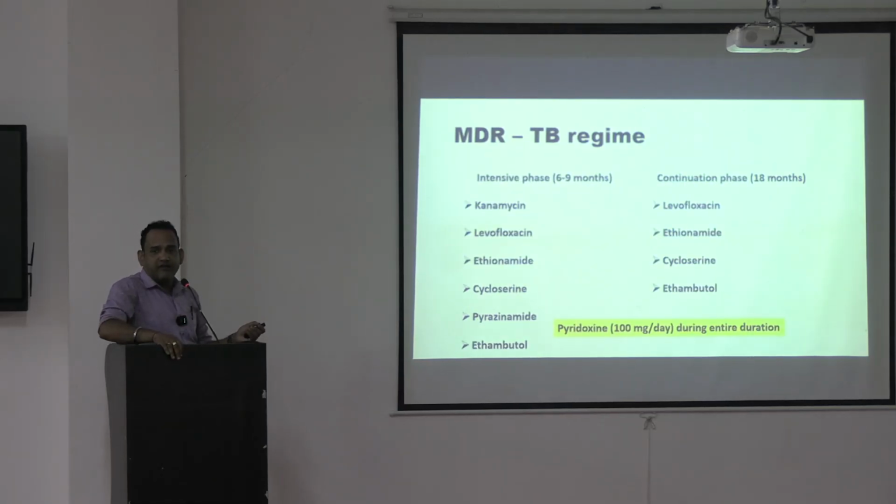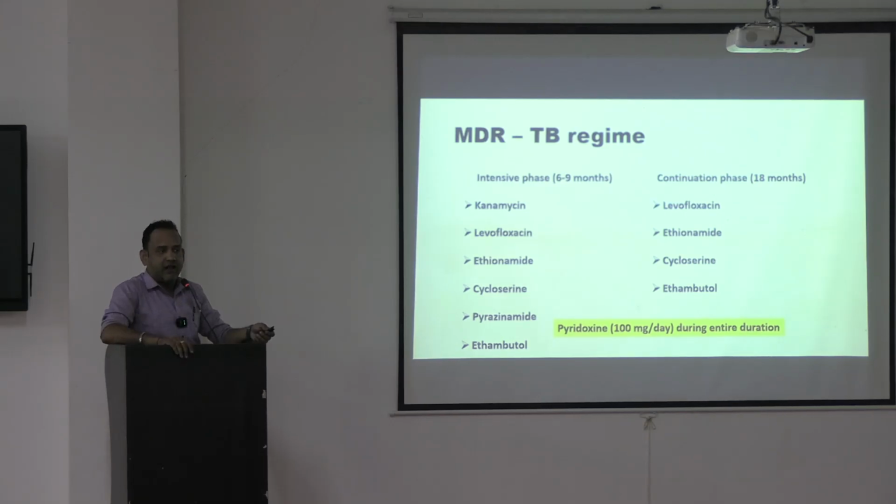MDR-TB, this is the treatment protocol. The total duration is 6 to 9 months. Now the question is, why 6 to 9 months? See, initially there are a total of 6 drugs: kanamycin, levofloxacin, ethionamide, cycloserine, pyrazinamide, and ethambutol. Now what happens here? After 2 months, we take a sputum. If the patient is positive, then we have to continue the treatment for 7 months. Then we will do the sputum test in the 4th month. If it is still positive, then it has to be extended. Like this, the intensive phase therapy in total is considered up to a maximum of 9 months.